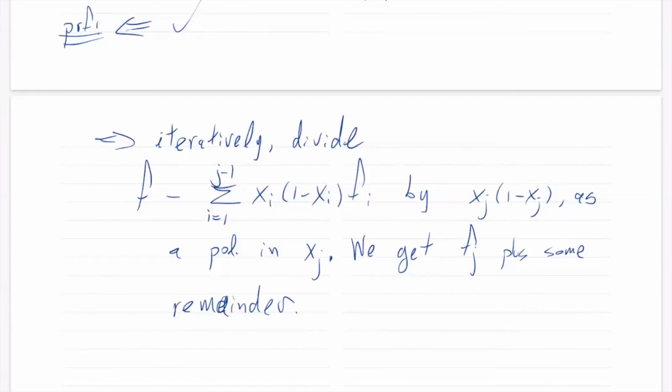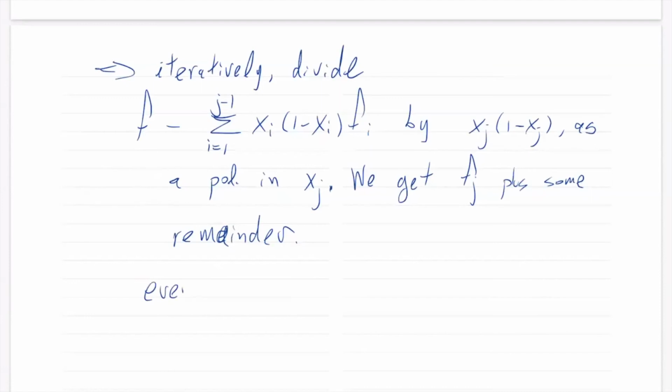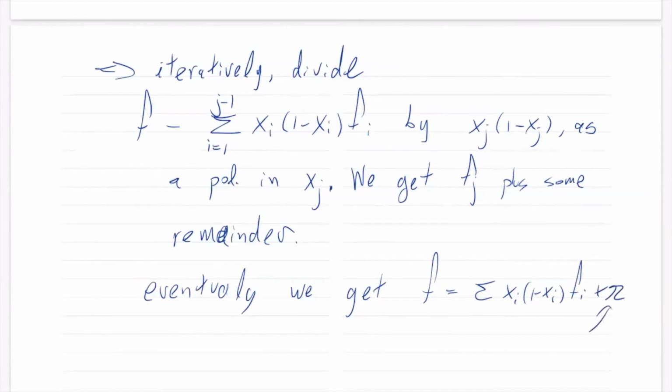It's linear in xj. That's the point that I want to make, because this is how division with remainder works. I divided by something of degree 2, so I get something of degree 1. So the remainder is linear in xj. In the next iteration, when I divide by xj+1 times 1 minus xj+1, this will not change. I start with a polynomial that's linear in xj, and I will get a polynomial that's still linear in xj and also linear in xj+1. So eventually we get f equals the sum of xi times 1 minus xi times fi, plus a remainder, and this is multilinear.